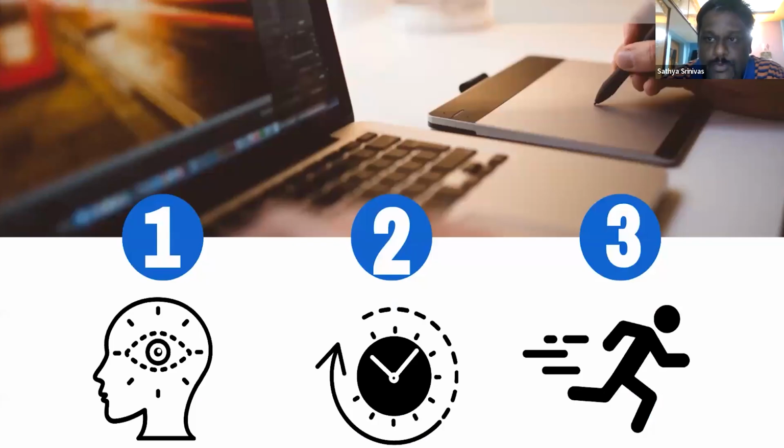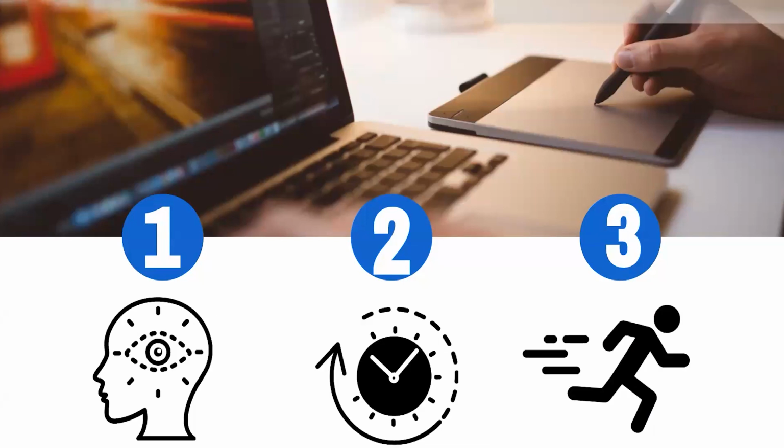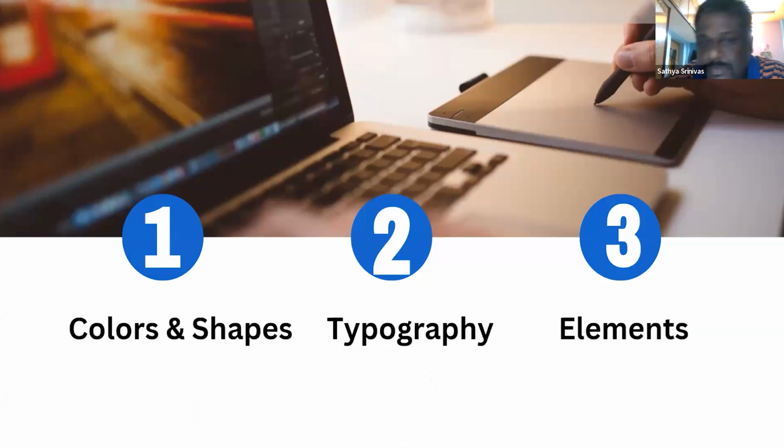The first point is the three key elements of any motion graphics software or output. One is visualization, the second is timing, and the third is motion, M-O-T-I-O-N, movement. The second part: what are the elements which help you for motion graphics? Colors, shapes, text or typography, and then elements.